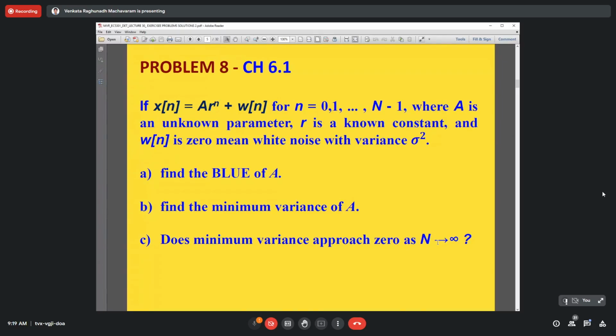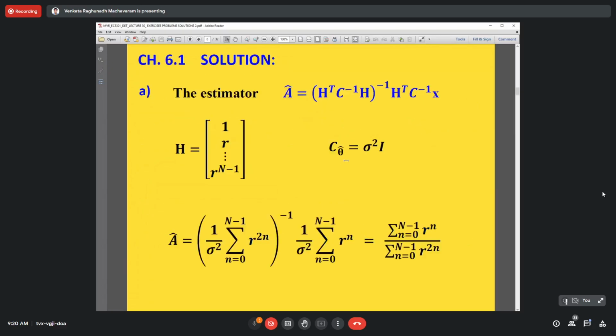What is the difference between white Gaussian and white noise? You know very well. White Gaussian noise has a Gaussian distribution, while white noise will have a constant power spectrum. So recollect that. Now we are asked to find the best linear unbiased estimator, BLUE, for parameter A. Find its minimum variance, and does this minimum variance approach 0 as n tends to infinity? That means, is it efficient or not? We have to identify. So you know the definition of BLUE, and take the estimator form directly.